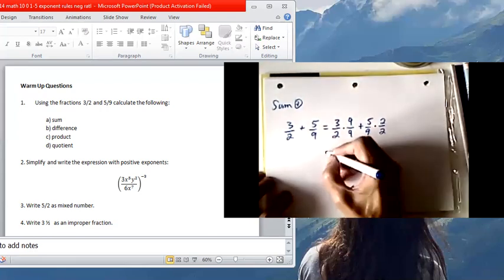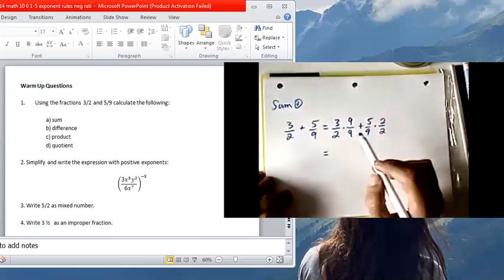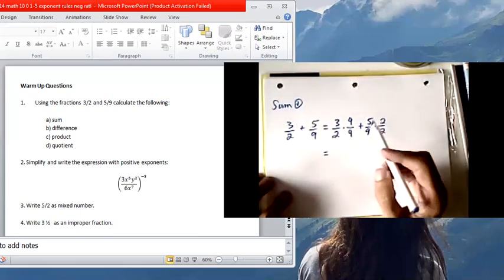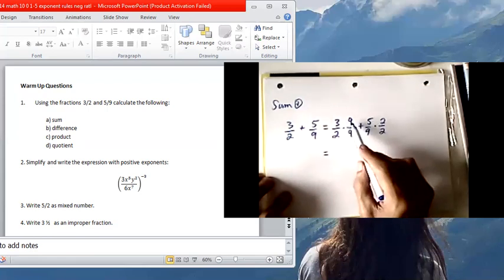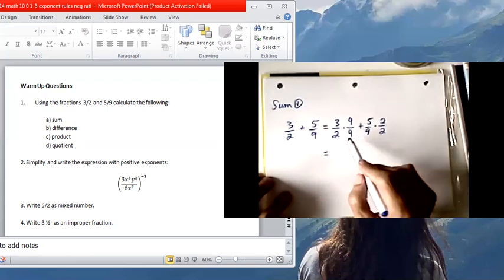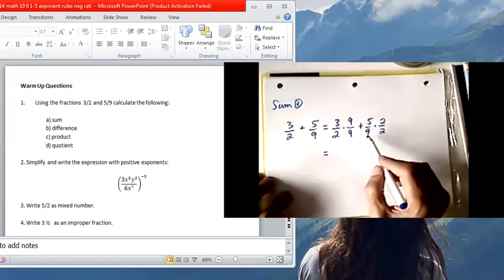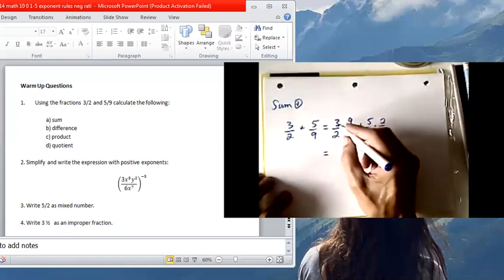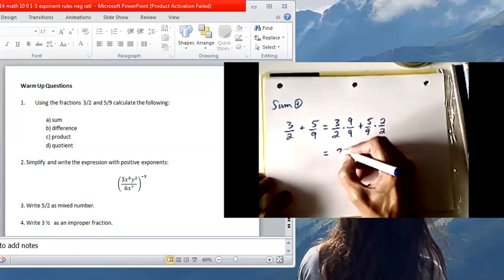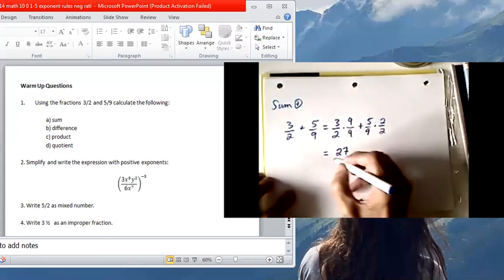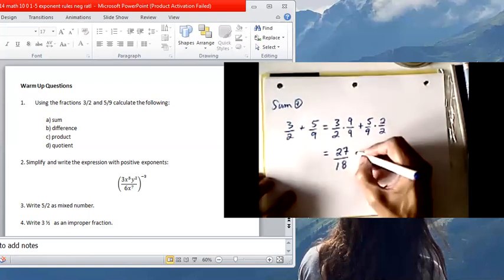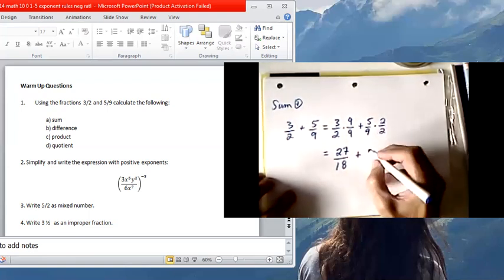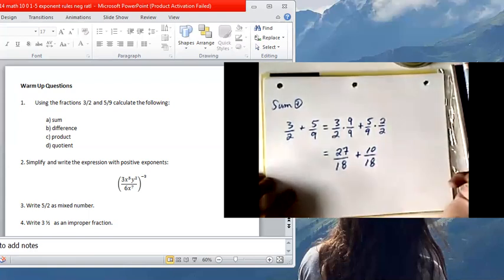So doing this kind of jumps ahead. We were doing product afterwards, but when you're multiplying fractions, you do top times the top, bottom times the bottom. Top times the top, bottom times the bottom. So the top here, 3 times 9, that gives a 27. The bottom is 2 times 9, that gives 18. Here we have 5 times 2 for the top, so that's a 10 over 18 like that.